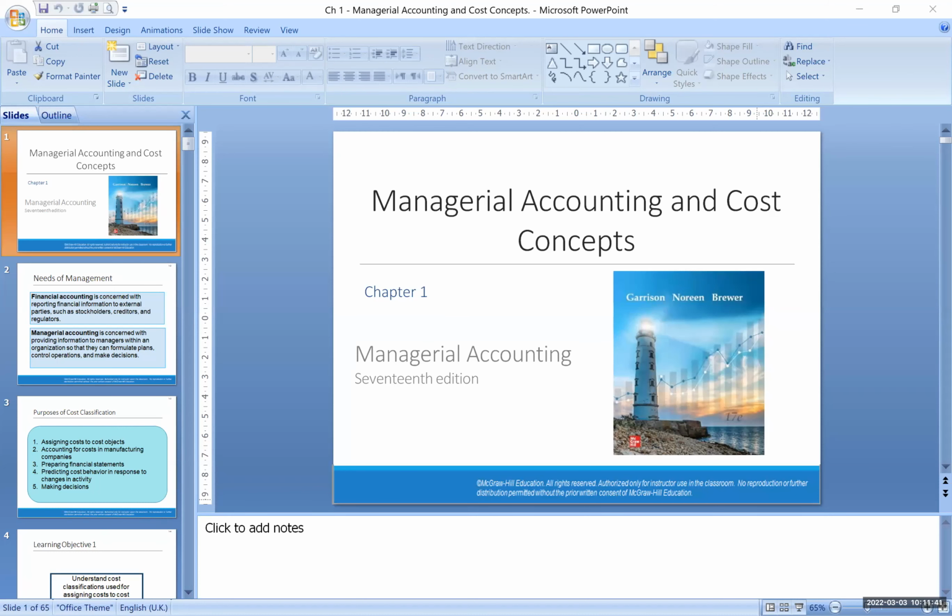Okay, guys, this is the second lecture in chapter 1. Today I will continue discussing the concepts of cost and managerial accounting. We discussed the difference between financial accounting and managerial accounting in the previous lecture. Now let's start with the cost classification.